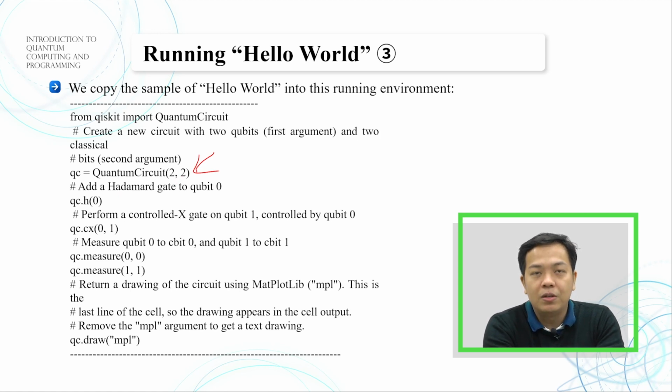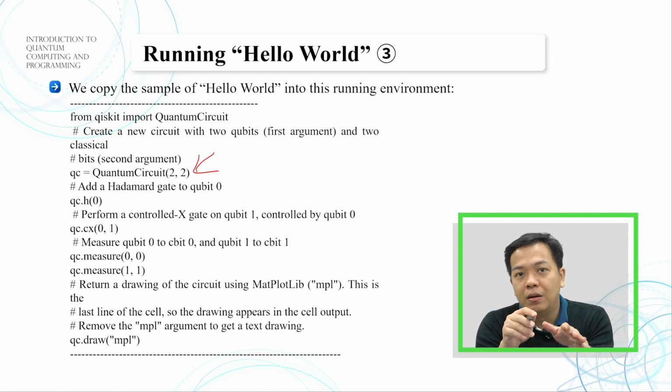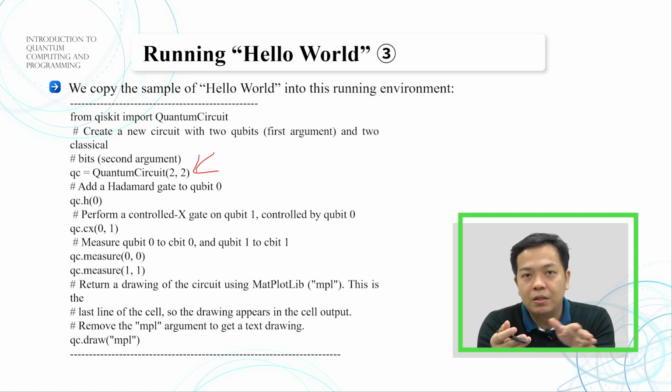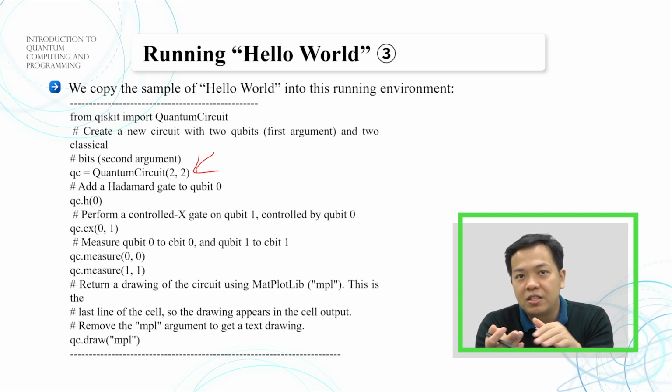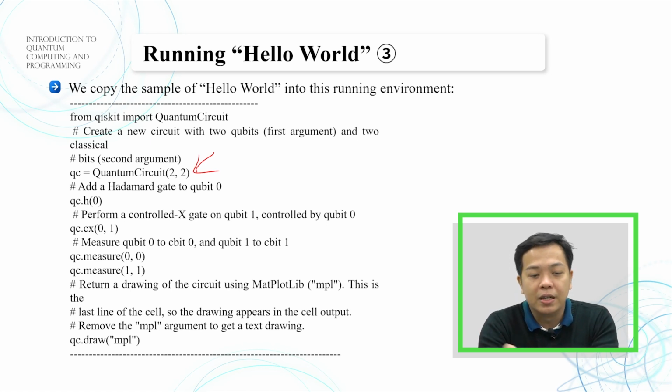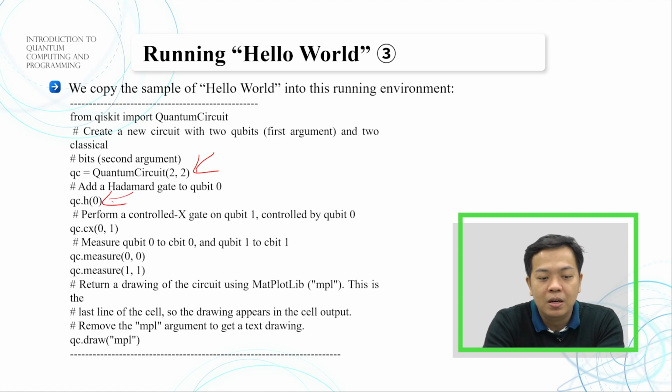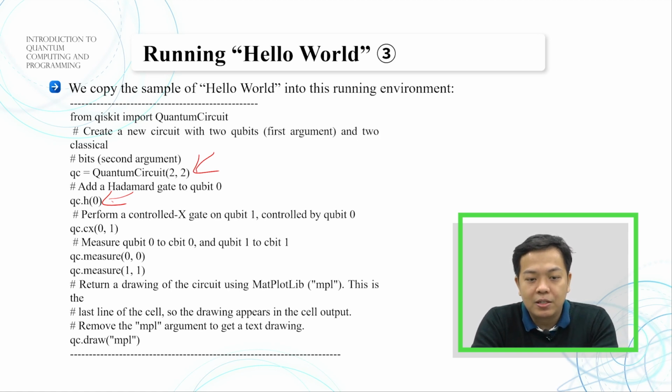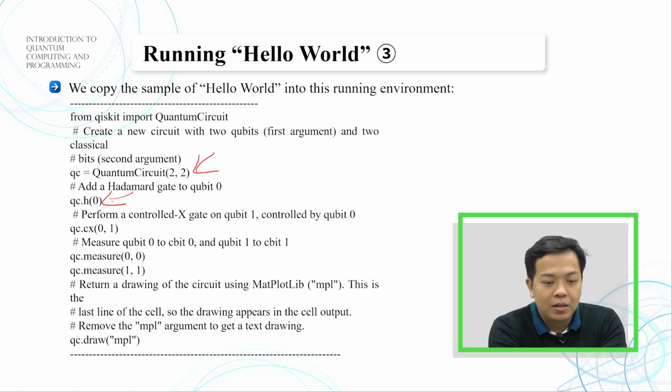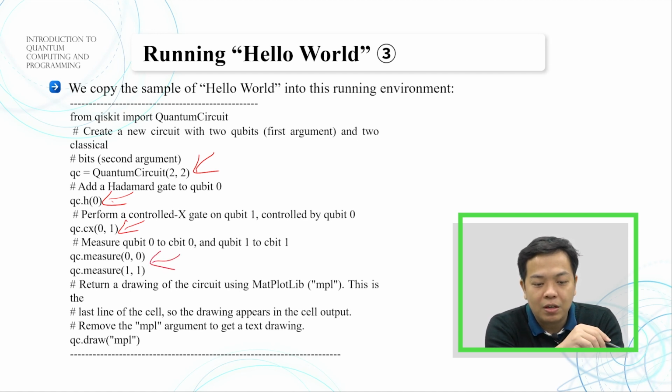And before you can evaluate or measure the qubit state, you need to add the Hadamard gate first. Remember, in the last lesson we already mentioned what a Hadamard gate is. And after that, you can set the value to control the qubit, and you can measure qubit 1 or qubit 0 and see how it looks.